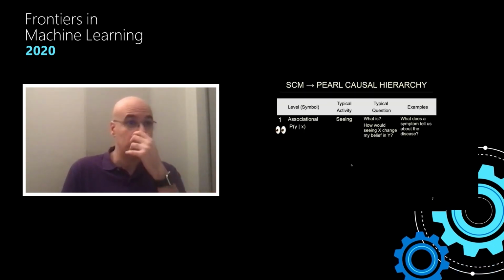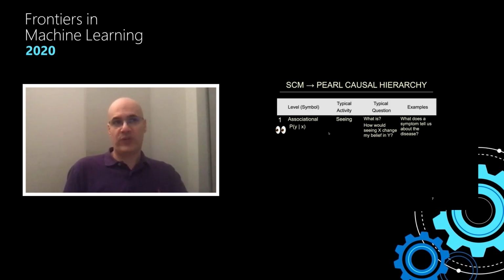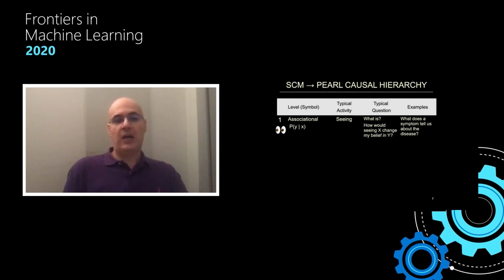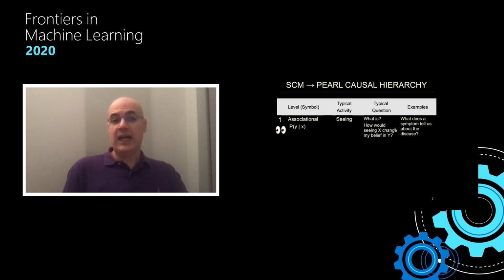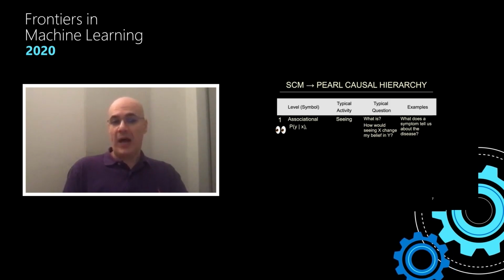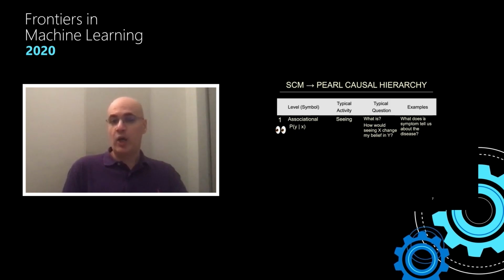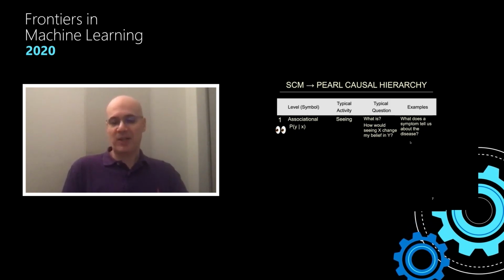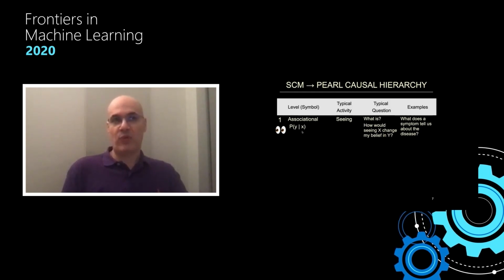Here is the PCH. There are different layers of the hierarchy. This is the first layer, called the associational layer. It's related to the activity of seeing. How would seeing some variable X equal to small x change my belief in the variable Y? Or what does a symptom tell us about the disease? Syntactically, this is written as P of y given x.